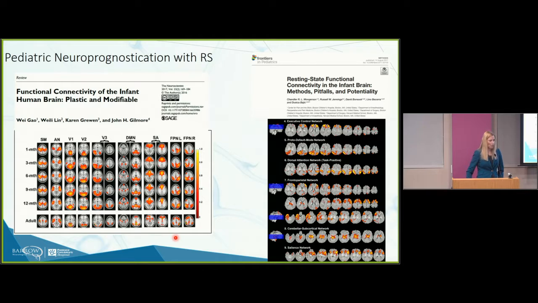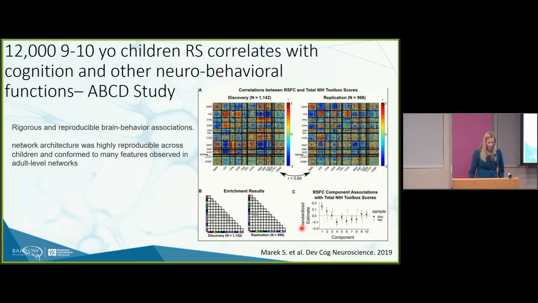These two studies are just to help illustrate what the changes look like over development. Here's 1 month all the way up to adult, and you can watch the motor network change over time, or any other network you're interested in. Similar findings by other investigators. So we understand what the developmental differences are in normal individuals over the course of neurodevelopment of these networks and what those expected changes are. Here's a study in 12,000 9 to 10-year-olds, showing that resting state correlated with their cognition scores and other major neurobehavioral functions in the ABCD study. So this was a multi-institutional study.